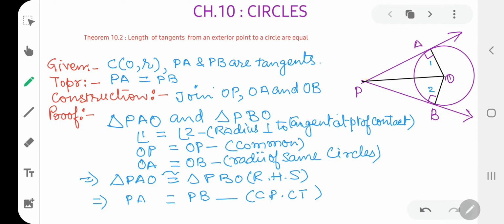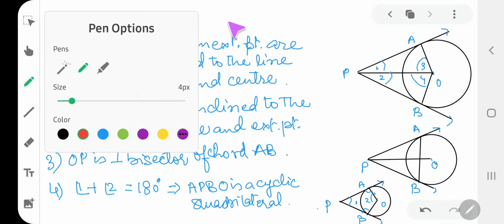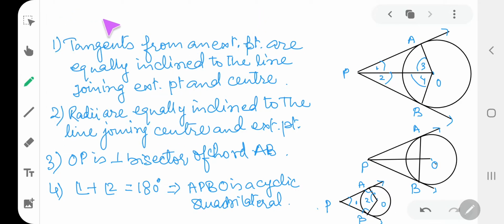Now children, we have proved that these two triangles are congruent. If these two triangles are congruent, by CPCT we will get the result that angle 1 and angle 2 are equal. Therefore we derive a few very important results.